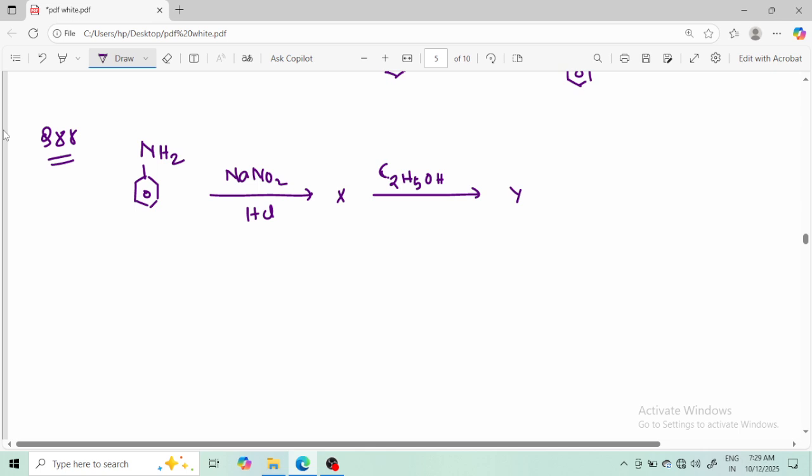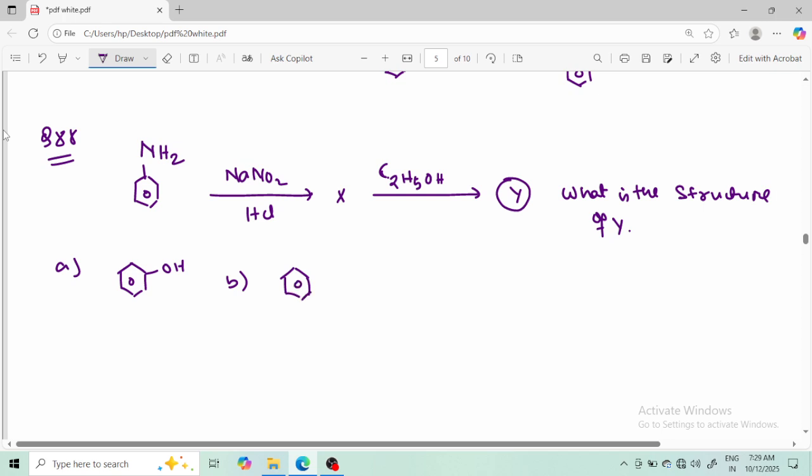So what will be the answer? They've given that it's an MCQ question. What is the structure of Y? So they have given 4 options. The first option is this one, second option is this benzene ring, third option is benzene ring and NH2, and fourth option is this benzene ring and N2Cl. Okay, so what will be the solution part?